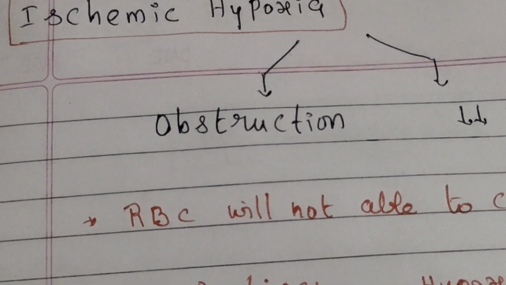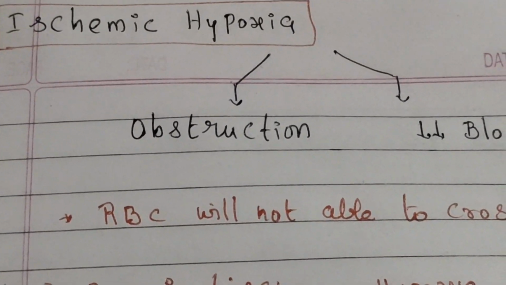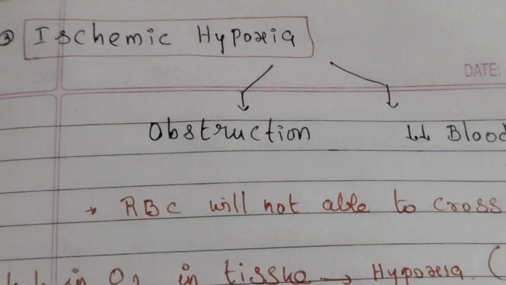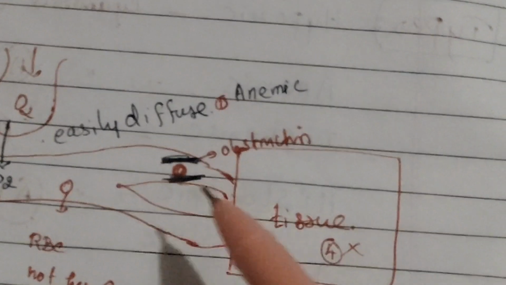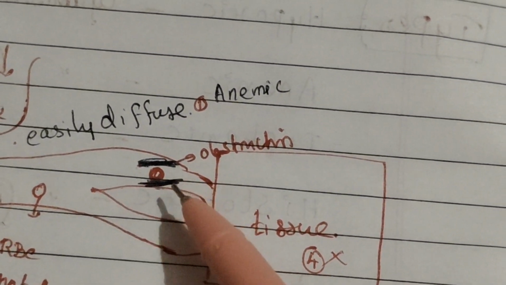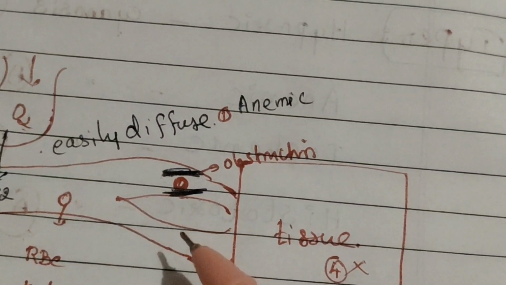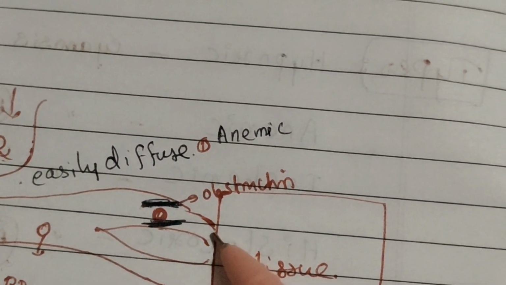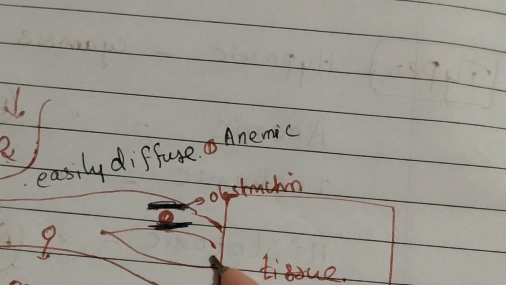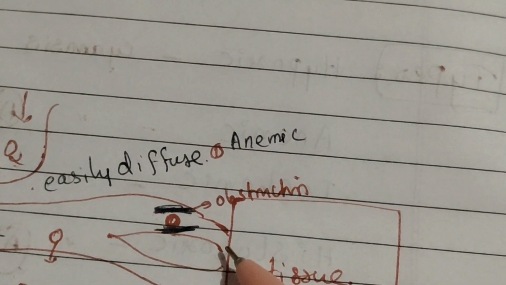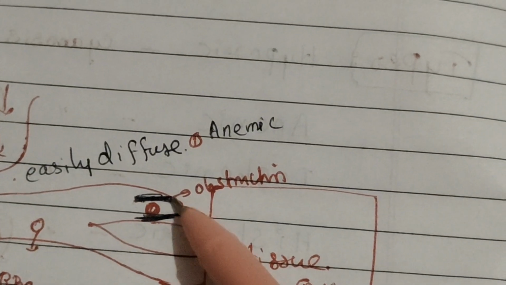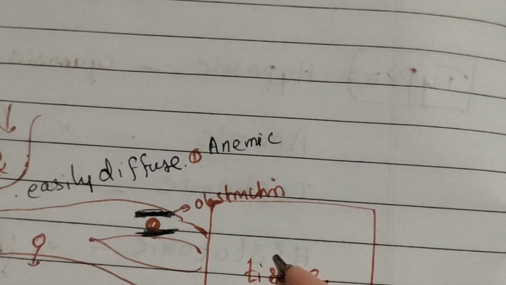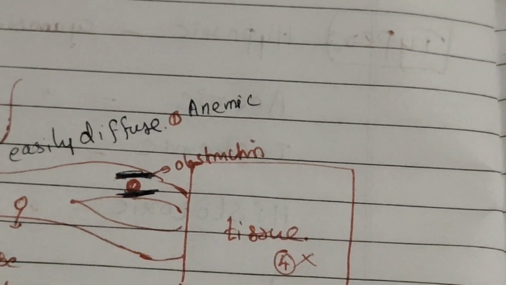Third one is ischemic hypoxia condition. If there is any obstruction, that RBC will not be able to cross this area, and this will cause decreasing O2 in that tissue. Because of the obstruction, oxygen cannot reach that tissue, so this condition will happen.